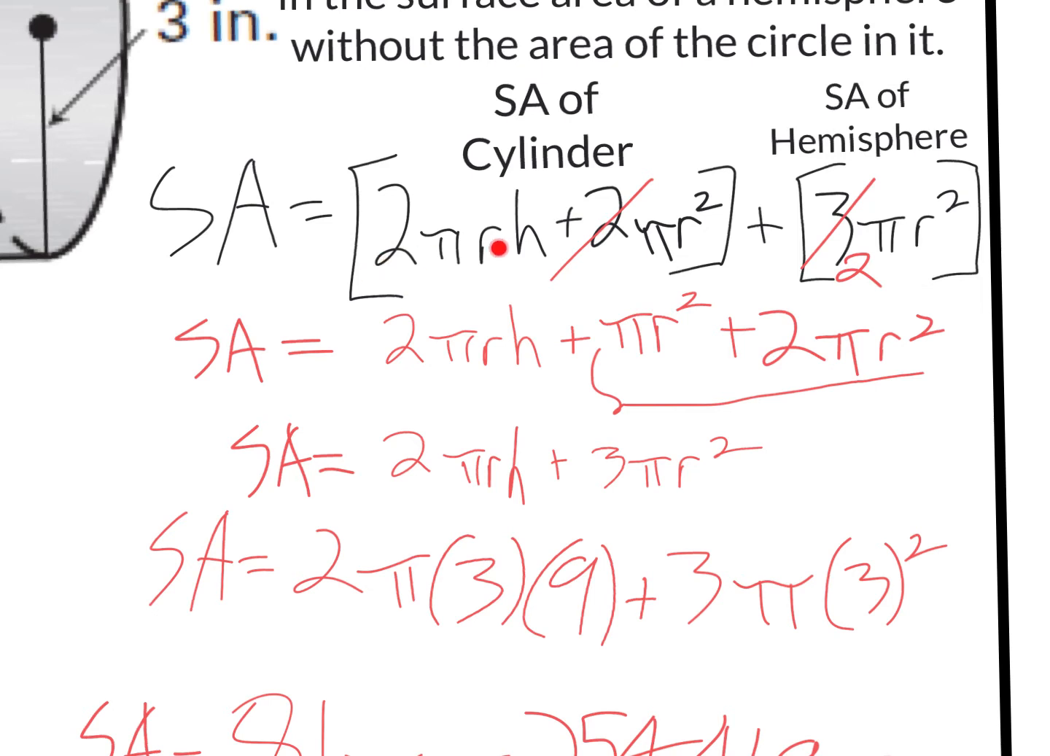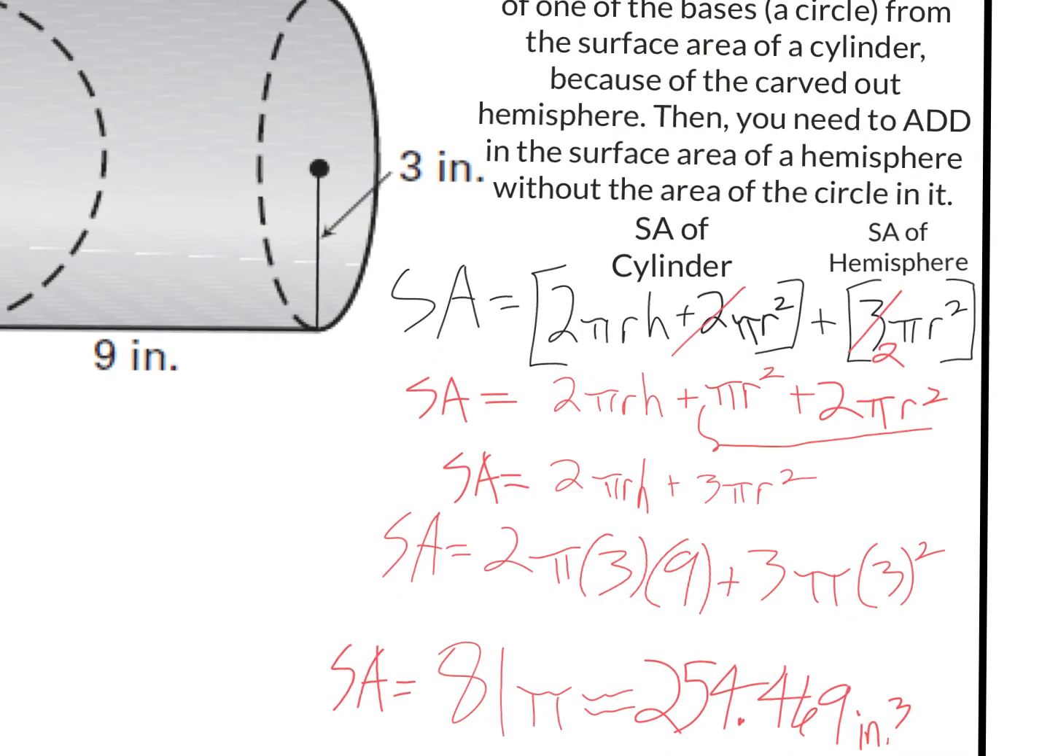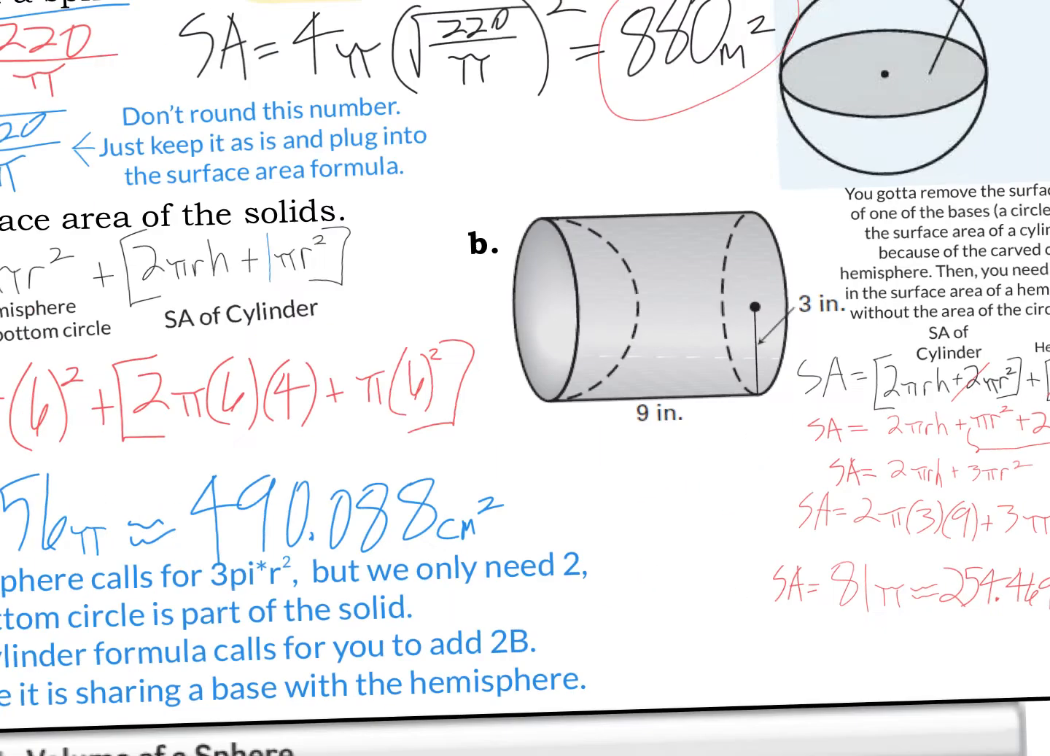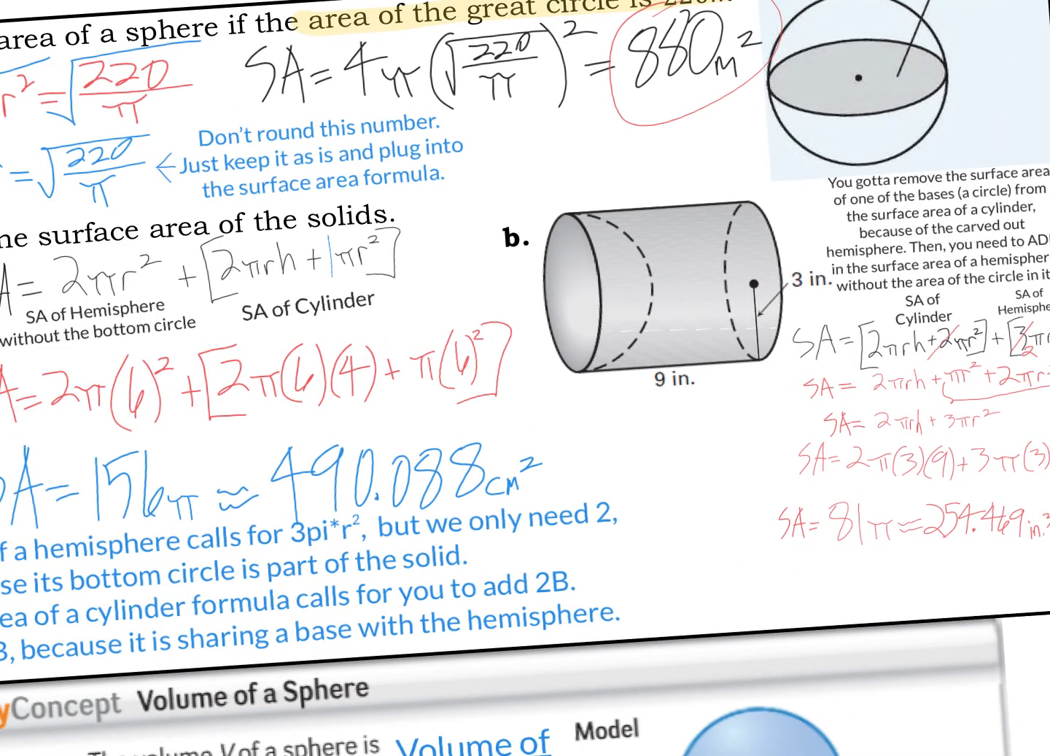And so if I were to add this all up, I'd have a pi r squared and a 2 pi r squared. That would essentially just combine to make 3 pi r squared. So my surface area of this combined figure would be 2 pi rh plus 3 pi r squared. And you would just plug in 3 for your radius and 9 for your height. And so it would look like that when you plug in all those numbers. And basically you would get 81 pi, which is approximately 254.469 cubic inches.